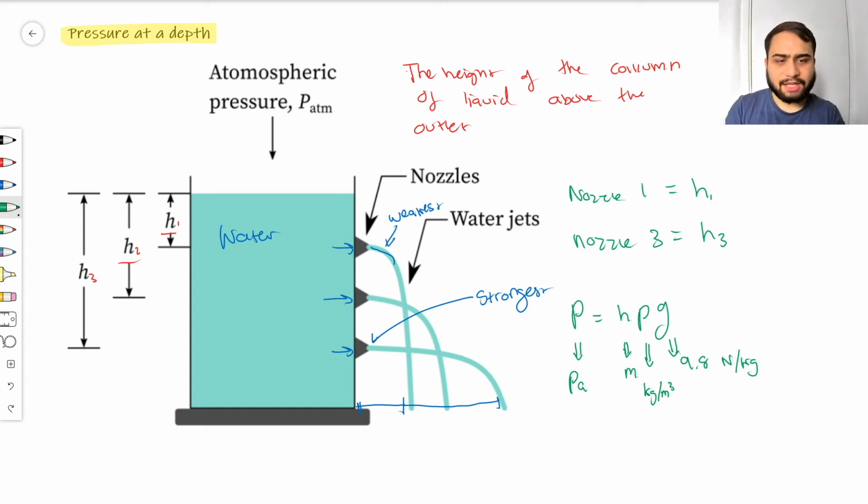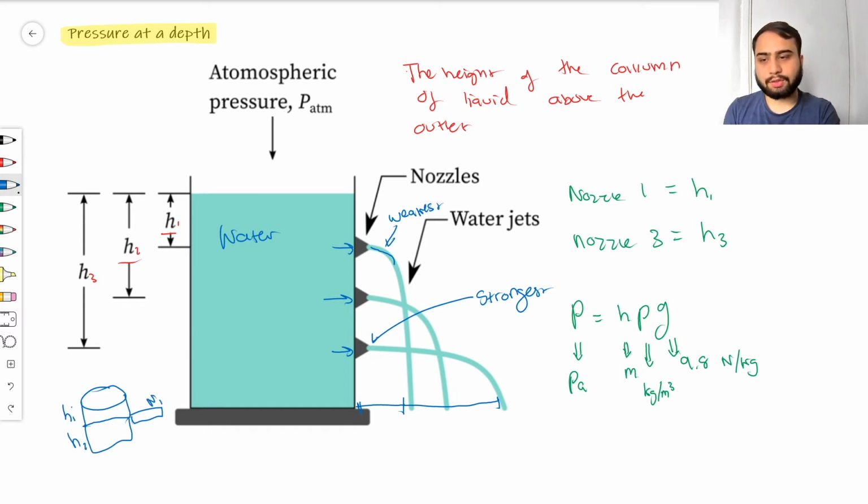Let's have an actual look at this one right now. We have our column of liquid, so I'm going to draw that like this. That is our column of liquid of height H1. This is above our first nozzle, nozzle 1, N1. Then I have another height of H3 over nozzle 3. We can see that there is just more water above nozzle 3.